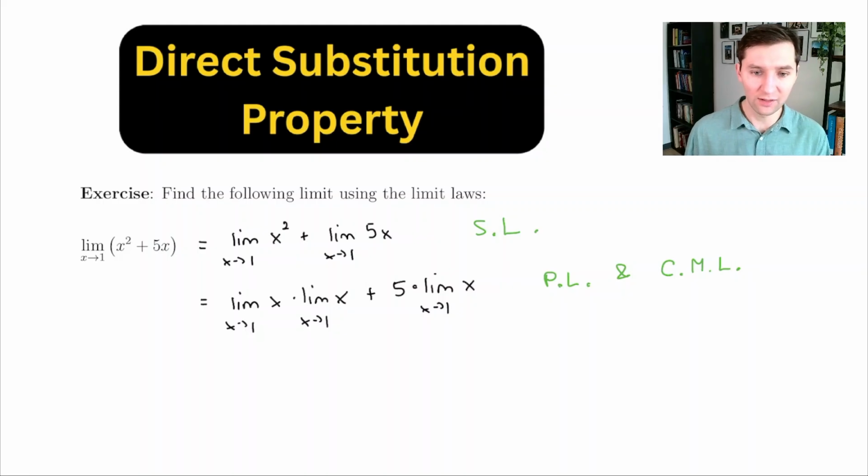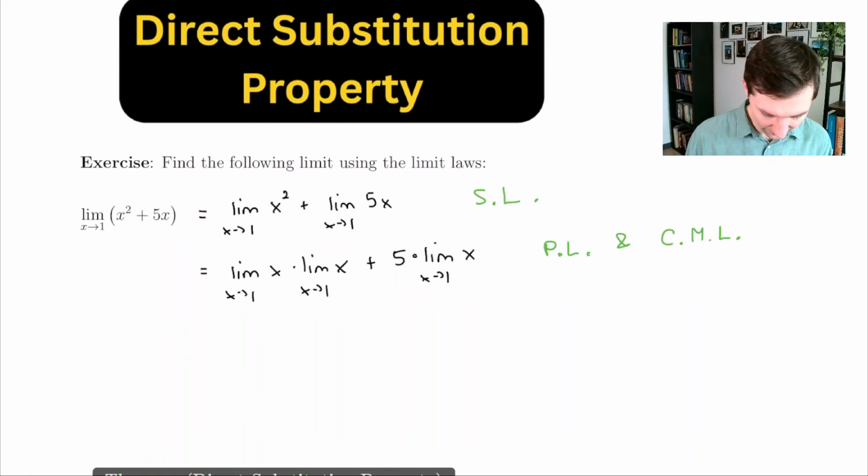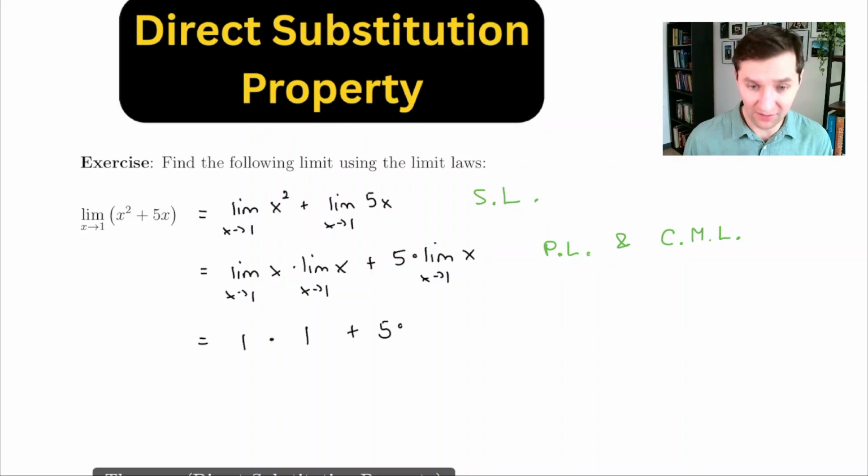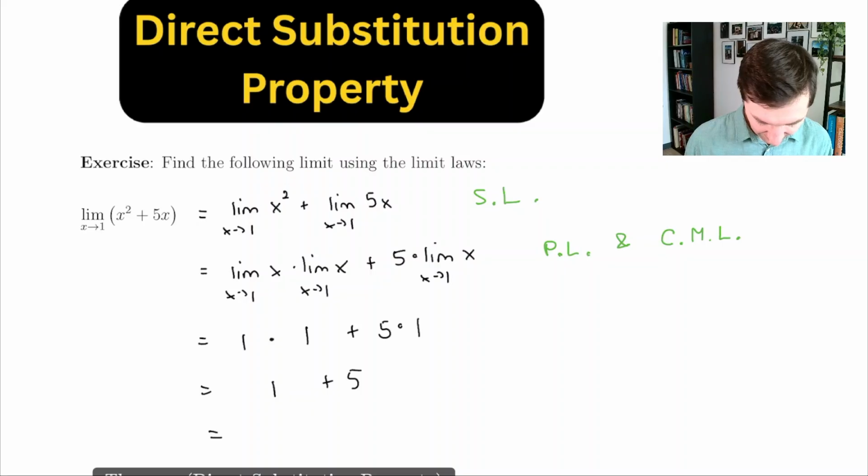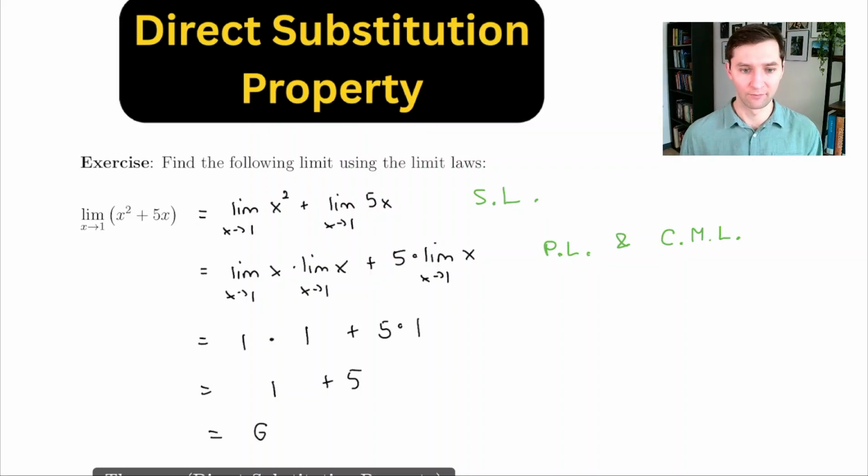Now, the remaining limits are basic limits. The limit of x as x goes to 1 is 1. So I have 1 times 1 plus 5 times the limit of x as x goes to 1 is again 1. So altogether, I get 1 plus 5, which gives me 6. So this limit is 6.